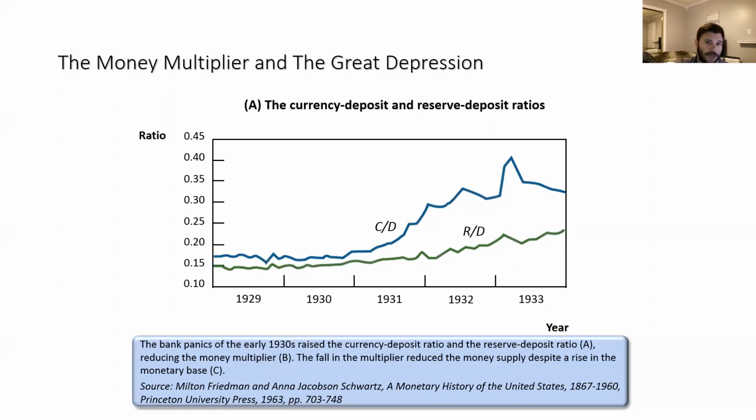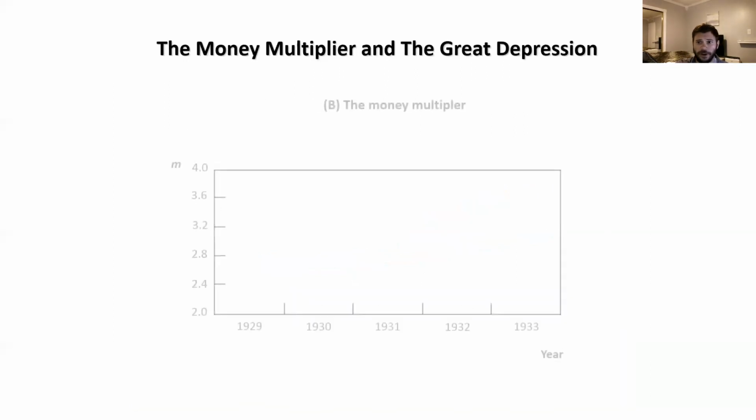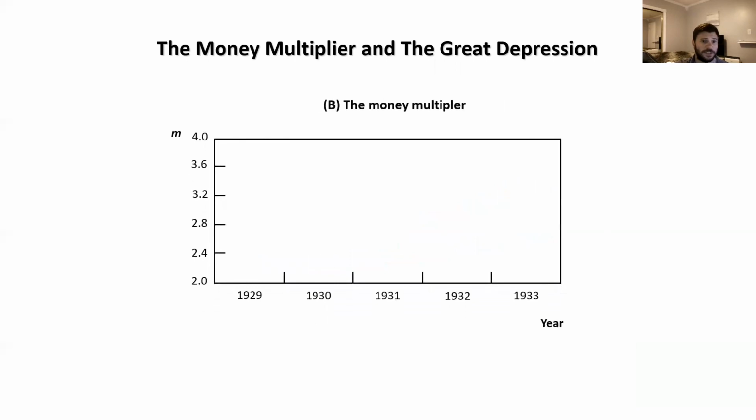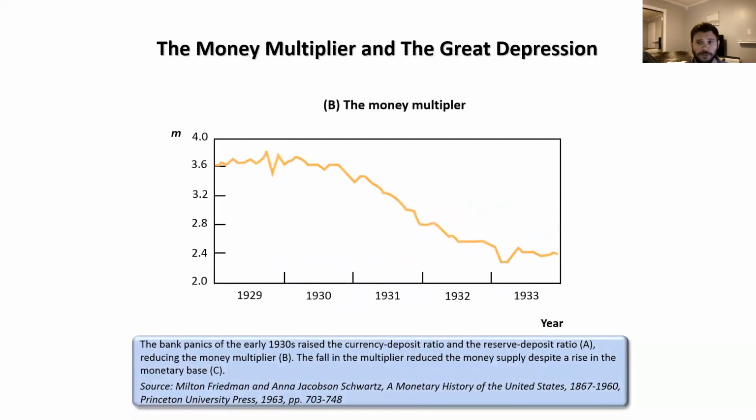The primary driver in the Great Depression was really consumers hoarding cash, causing C over D to go up: less depositing, more cash held, more currency in circulation. Looking at the money multiplier, we can see that increases in both the currency to deposit ratio and the reserve to deposit ratio cause the multiplier to move in an unambiguous direction, and that is down. It dropped from a value of about 3.6, meaning every dollar printed generated $3.6 of money supply, down to a value of 2.4.